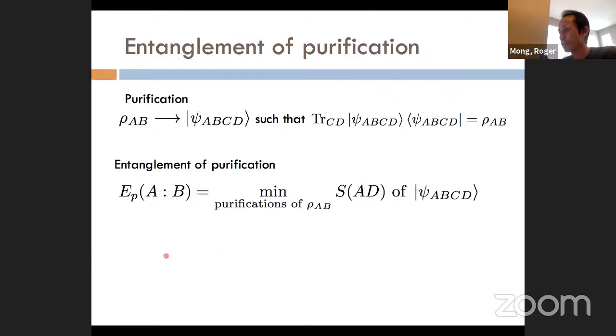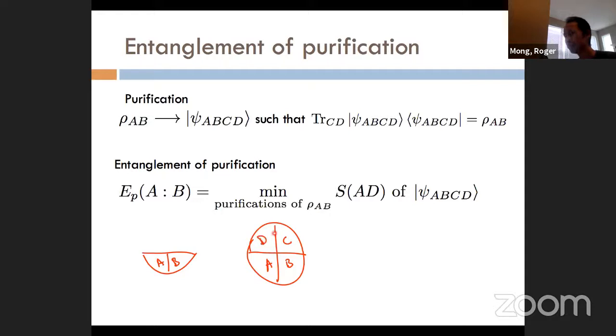So the pictorial way of saying it is that suppose that I start with AB. What I want to do is find the purification ABCD, and another way to think about what a purification is that all purifications are related by a unitary transformation on the purified space. And what I want to do is look for the purification ABCD which minimizes the entanglement of the left half with the right half. So another way to phrase it is that you can take a purification and ask what unitary you can apply to the purified space that minimizes the entanglement. So this is also related to a disentangling problem of how to minimize entanglement by applying some unitary. And this is the definition of the entanglement of purification.